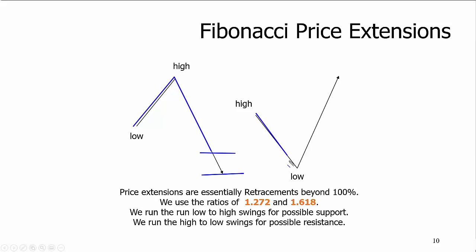Or you take a prior high to low and extend upwards using the ratios of 1272 and 1618 for possible resistance, okay? And again, those are just going to give you single levels, but it's when you get the confluence that you really start to see some really good solid trade setups.